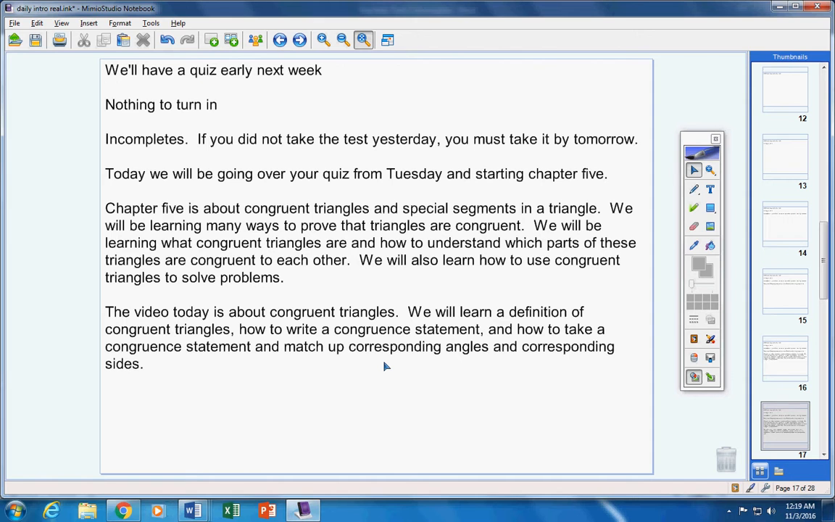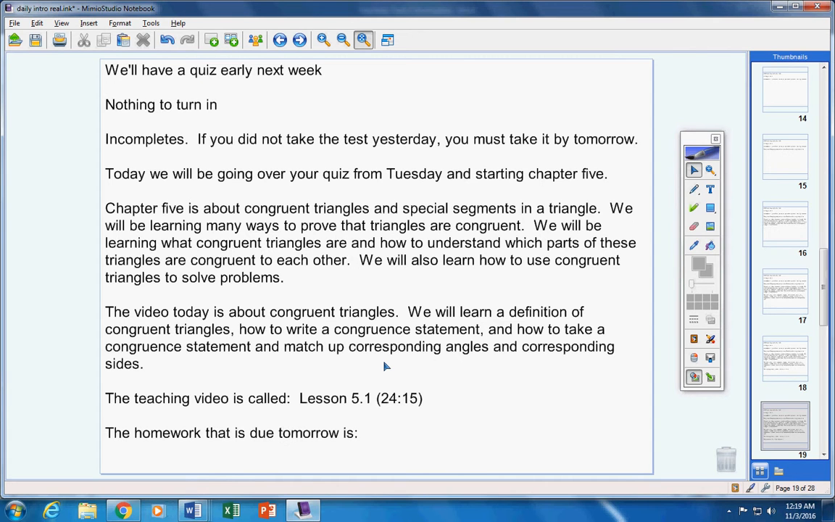Now today, we're going to study congruent triangles. We will learn a definition of congruent triangles. We will learn how to write a congruent statement. And we will learn how to take a congruent statement and match up corresponding angles and corresponding sides. There's the teaching video, only about 25 minutes, so not that long.